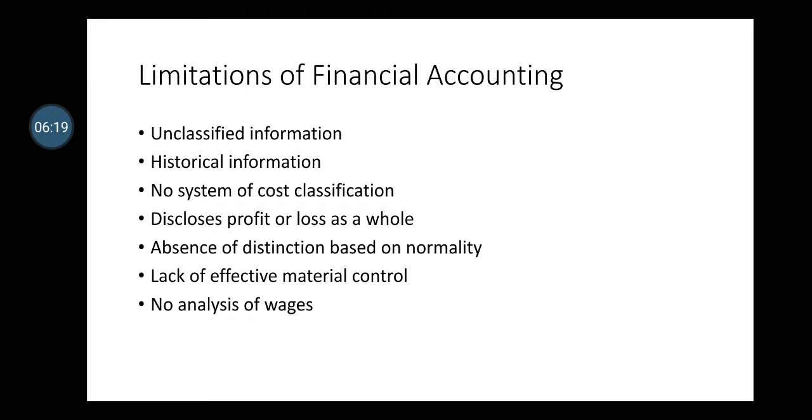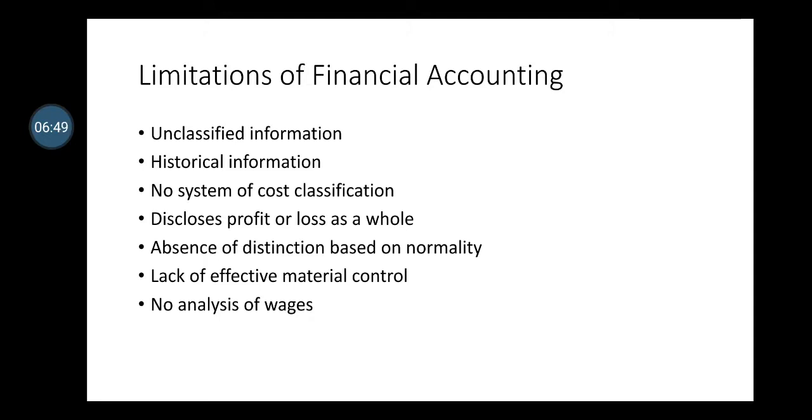You might be knowing it. Have you ever recorded cost as normal cost or abnormal cost? That we are going to do in cost accounting. Next, lack of effective material control. Financial accounting does not have a proper system of material control. There is no record of materials being consumed by each department. There is no proper system for controlling the misutilization or loss of materials in financial accounting.